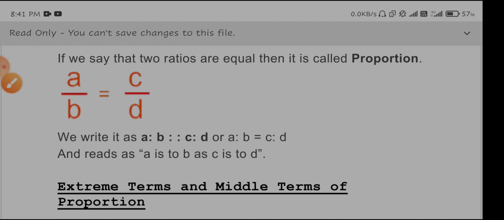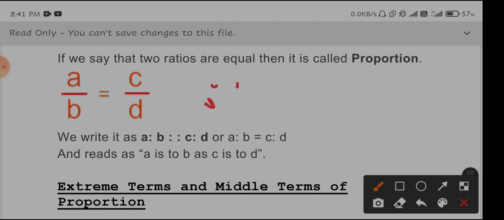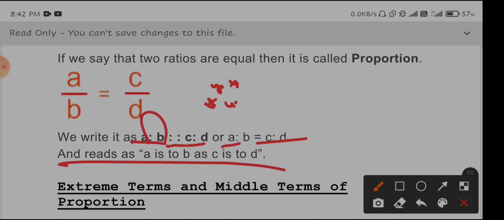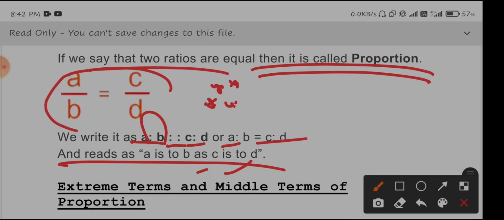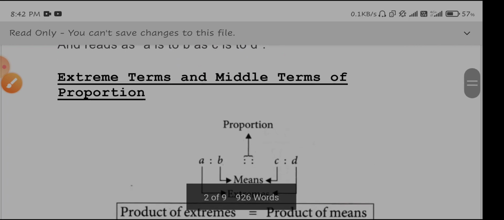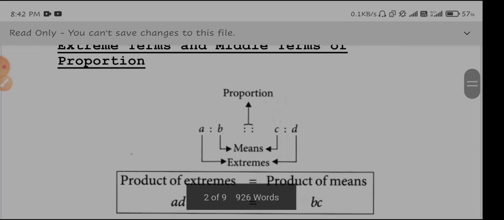And what is the symbol of proportion? Proportion symbol is this four dots. This symbol means proportion. So A ratio B proportion C ratio D, or A ratio B is equal to C ratio D. And we can also read it as A is to B as C is to D. So what is proportion? If any two ratios are equal, then we can say that they are in proportion, and this is the symbol to denote the proportion, and two dots only for ratio, and ratio is for only comparing the same quantities.